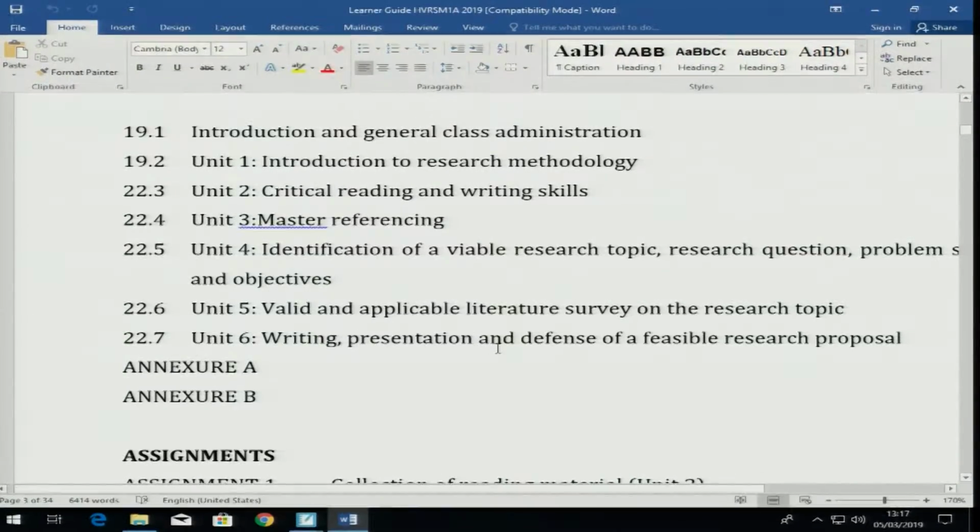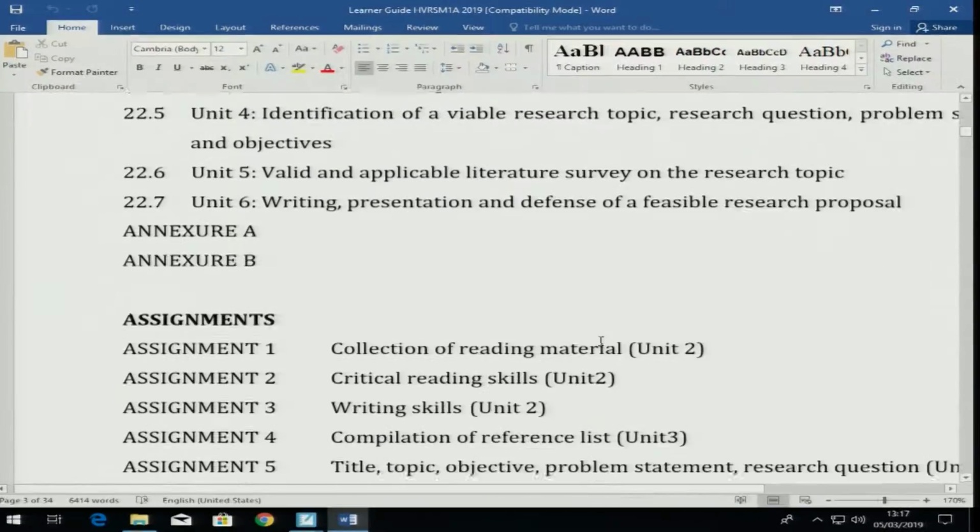Then at the end of the year, you have to write, present and defend a feasible research proposal. So your final examination will be about your research proposal. And that is a bringing together of all the other 5 units that we have done during this year.